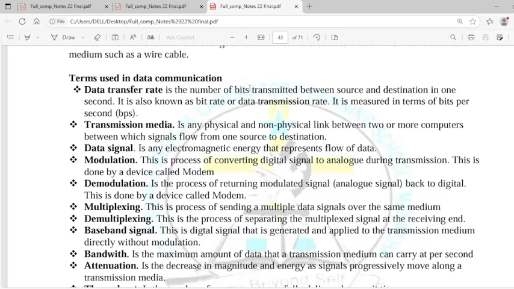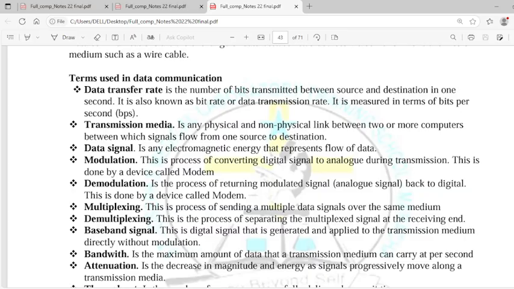The data transfer rate is also known as bit rate or data transmission rate. The bit rate, the data transfer rate, or the data transmission rate is measured in terms of bits per second, in bracket BPS.